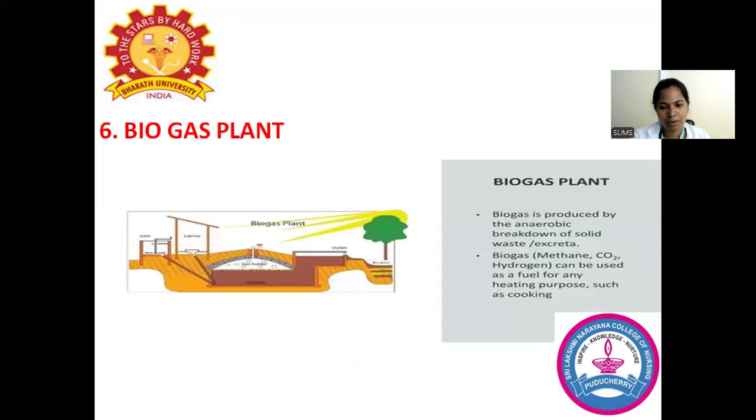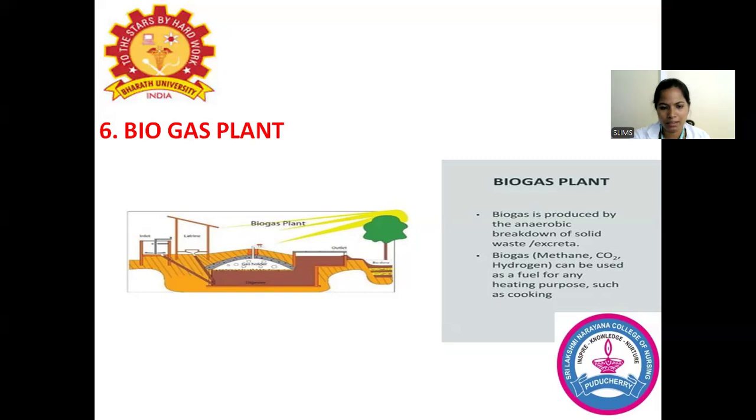Next is the biogas plant. Biogas is produced by the anaerobic breakdown of solid waste or excreta. The biogas here contains methane, carbon dioxide, and hydrogen, which can be used as a fuel for any heat purpose, such as cooking. So this is the picture here.